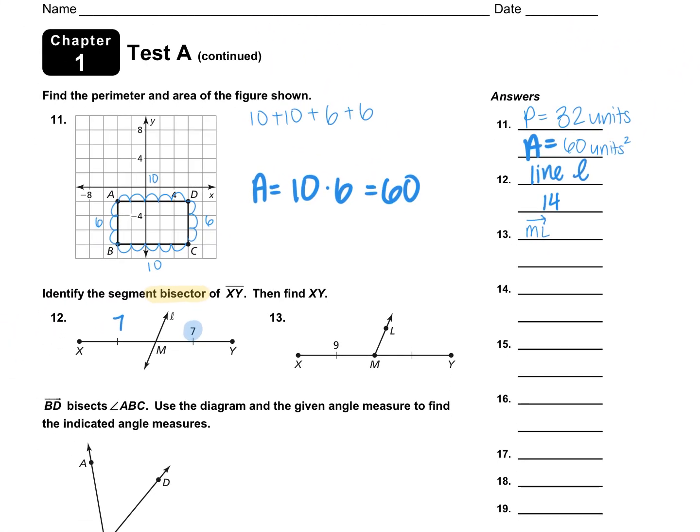Now they're asking me to find XY. Again, keyword bisector, cutting it in half evenly. So if this is 9, this side should also be 9, and 9 plus 9 is? Perfect.